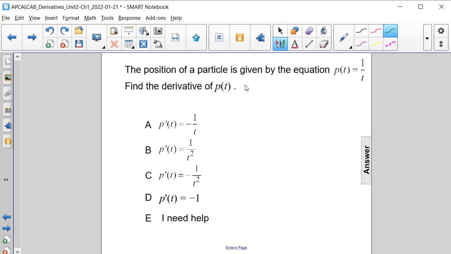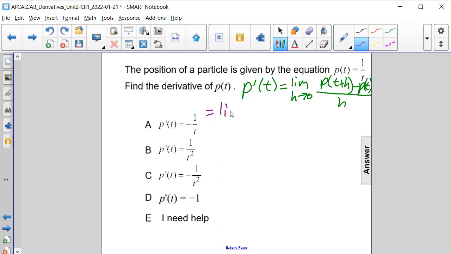Well, we know by the definition of derivative that P prime of t, or the derivative, will be found by finding the limit as h approaches 0 of P of t plus h minus P of t, all divided by h. So let's actually use this formula in order to find P prime of t.